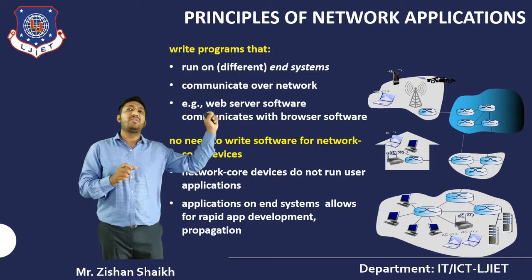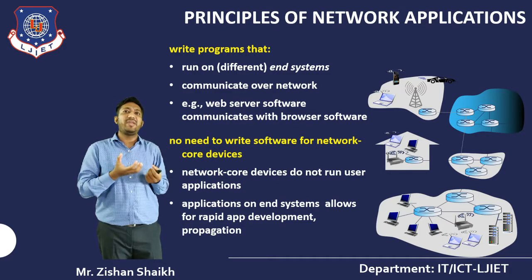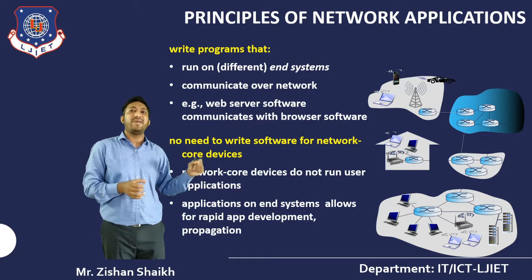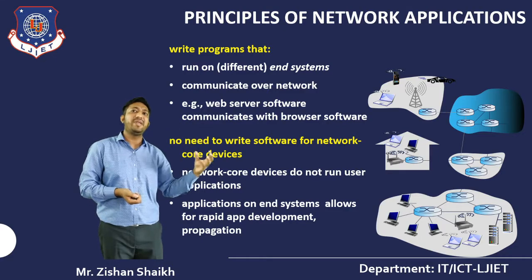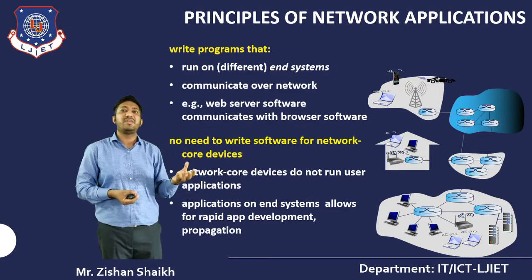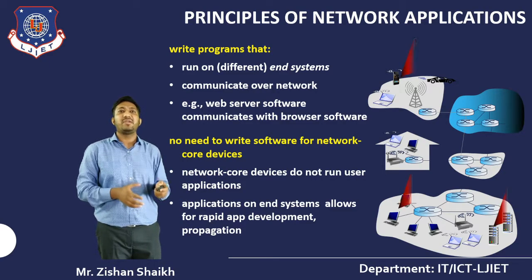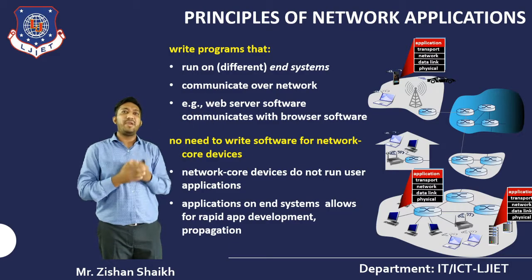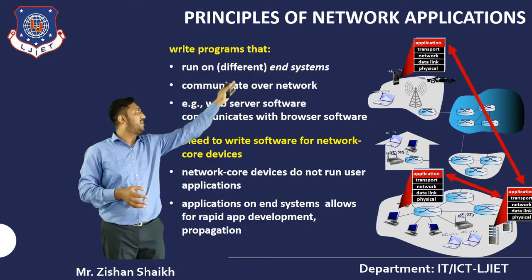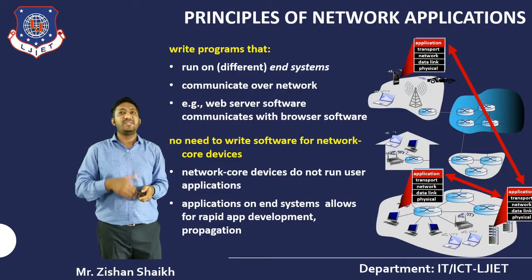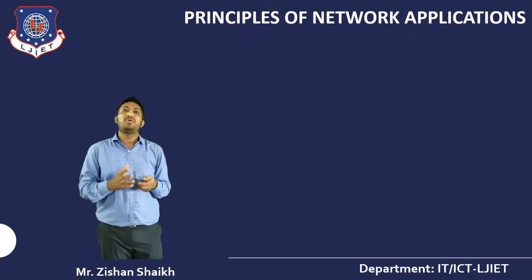We have to communicate over networks, and the network provides some base services, such as web server software communicating with the help of browsers. So we don't need to write software at the core devices. Core devices are all about how our data will transfer. That may be your routers, hubs, switches or intermediate nodes, and they don't need to implement the application layer. An application layer protocol sends the message from source to destination from top to bottom at the sender side, and bottom to top at the receiver side.